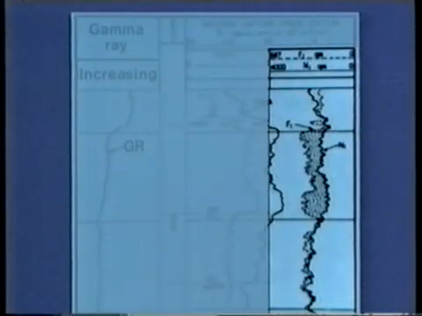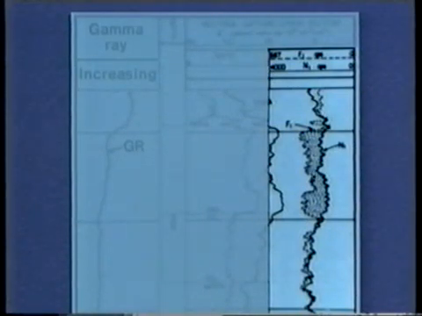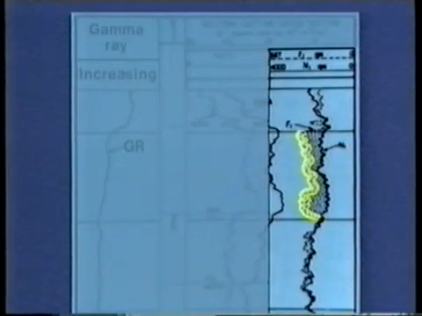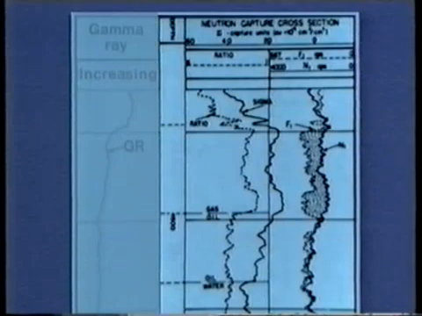In the right-hand track is shown the overlay of the near and far detector count rates. While these are scaled to overlay one another in a water-bearing zone, the far curve moves to the left of the near curve in a gas-bearing zone. The degree to which this effect occurs depends upon the logging tool used. In this example, the oil-water and gas-oil contacts are clearly indicated.